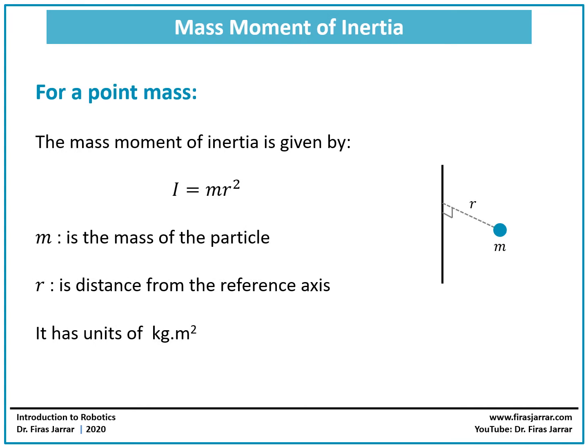Now let us consider a point mass. A point mass is basically a very small particle, and we assume that it has a mass m. The mass moment of inertia of this point mass is equal to the mass of this particle times the distance from a reference axis squared. And accordingly, you can see that the units of the mass moment of inertia would be kilograms times meter squared.